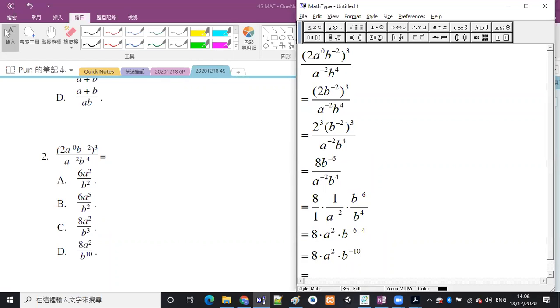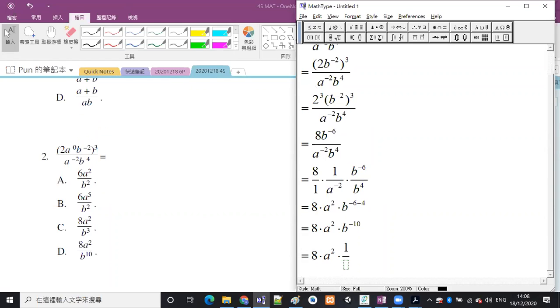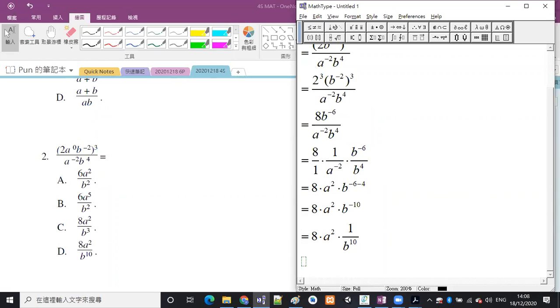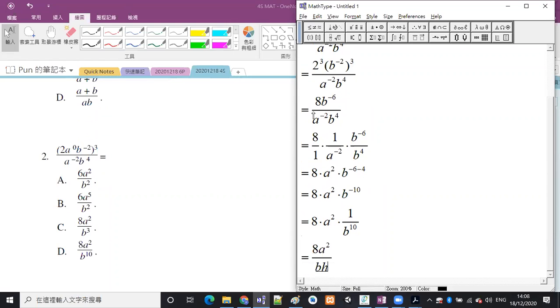Finally, you just change the negative index back to be a fraction. It's 1/b10. And then finally, you just multiply the numbers to the top part of the fraction. So that should be 8a squared divided by b10. So the final answer should be option D.